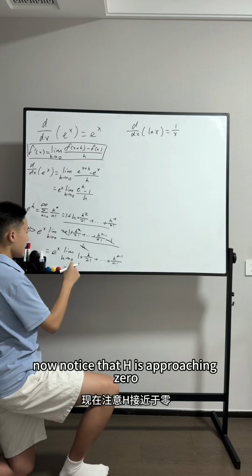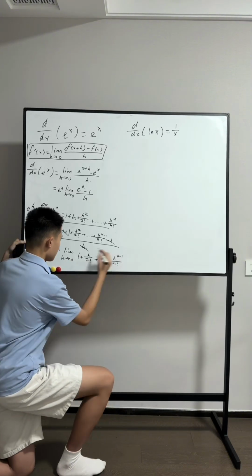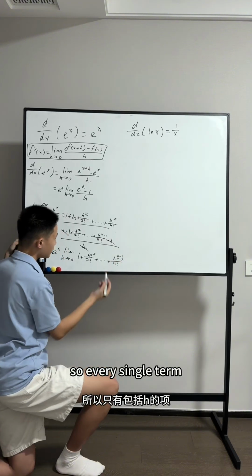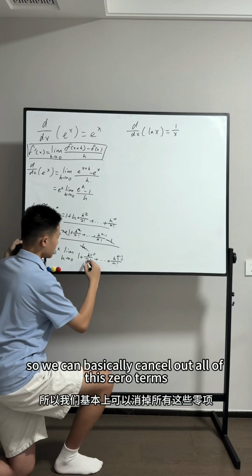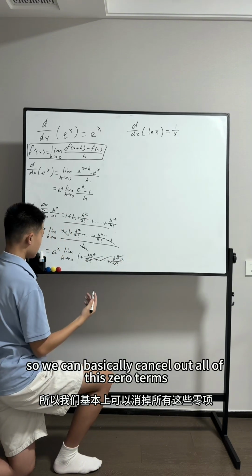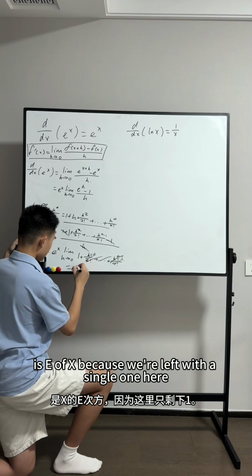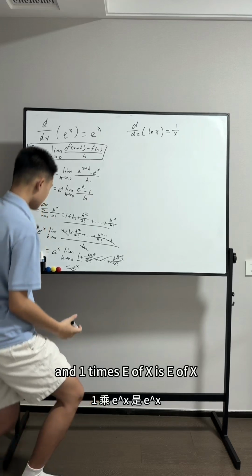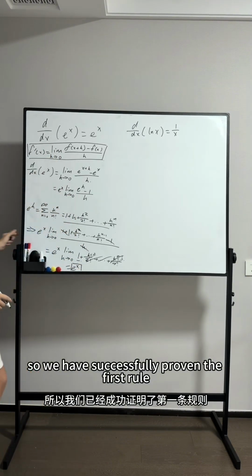Now, notice that h is approaching 0. So basically, we can state that every single h is equal to 0. So every single term that includes h will be equal to 0, and we can cancel out all of these 0 terms. So what we're left with is e to the x, because we're left with a single 1 here. And 1 times e to the x is e to the x. So we have successfully proven the first rule.